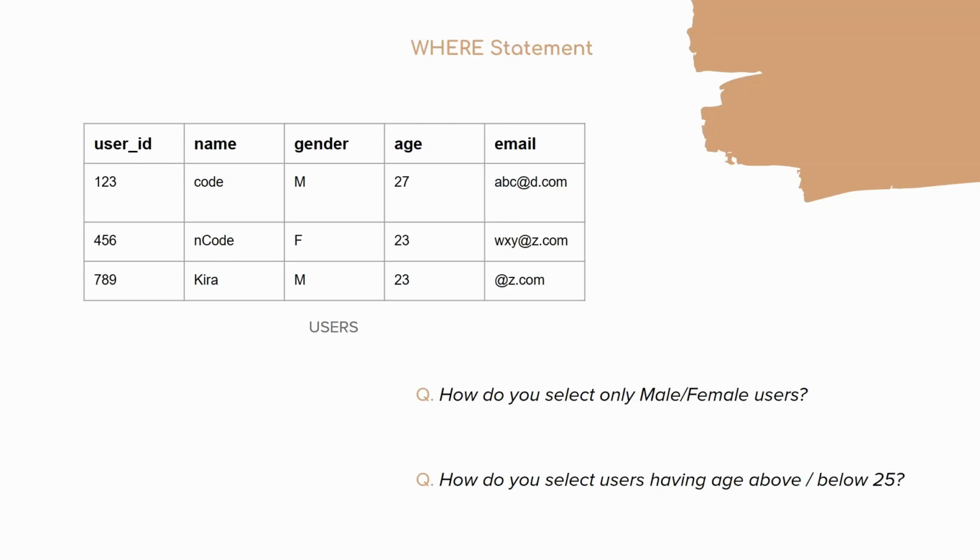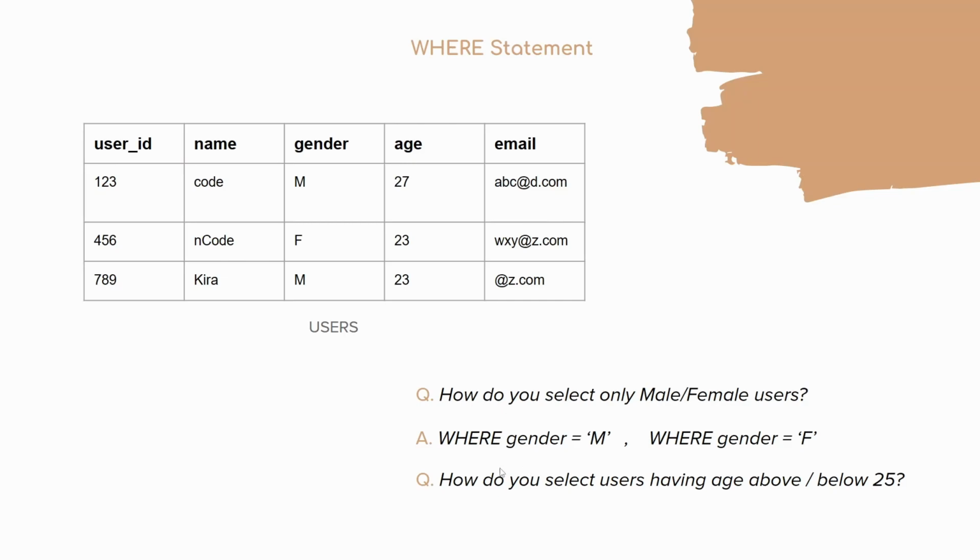As simple as that. So for example, how do you select only male or female users? For that, you can write first your select query, right? Just after that, you can have your where statement: where gender is equal to M. Gender is a column, right? And its value is equal to M. So for each row, we'll check whether its gender column has the value M or not. If it does, it will be printed, otherwise not. Or if you want to print only female users, you can have where gender is equal to F, as simple as that.